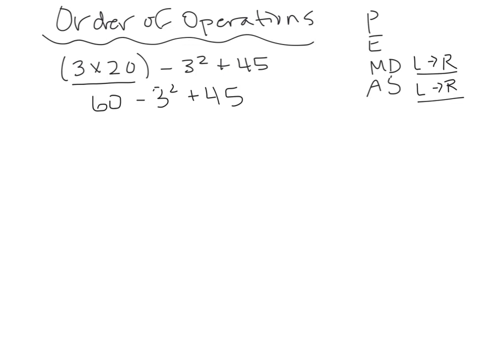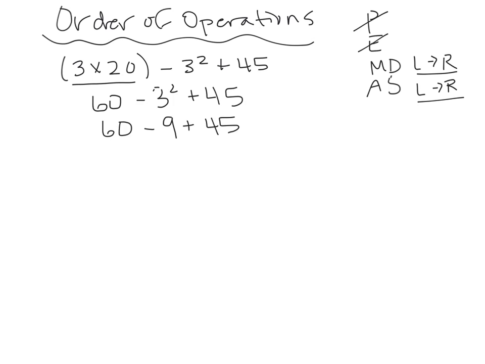Now we go back to our checklist. We did the parentheses. Do we have exponents? Yes, we do. 3 squared is an exponent, and you know it means 3 times 3, which is 9. Copy everything else down as we solve one step at a time.